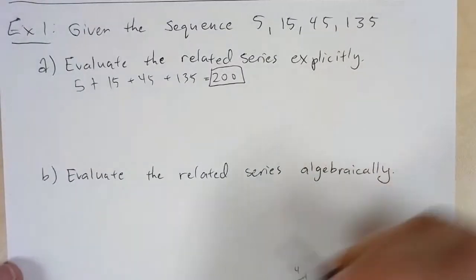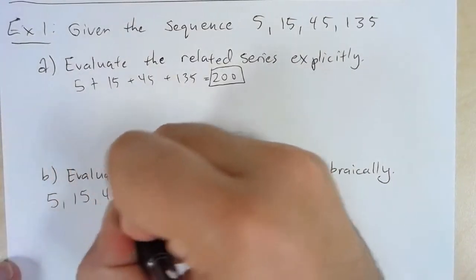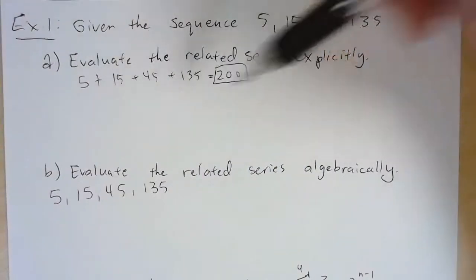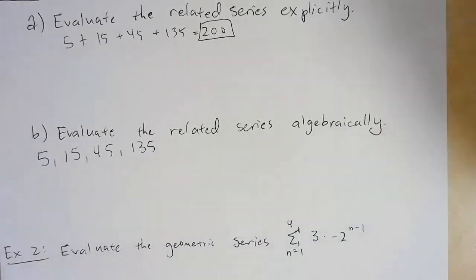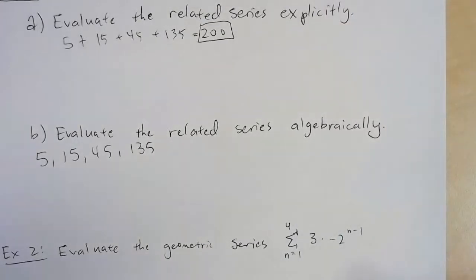So if we're looking at our sequence 5, 15, 45, 135, and I said sorry because if we have a comma in the middle, that says it's a sequence. If we add them up, that says it's a series. We have to figure out our pattern because it asks us to do this algebraically. So yes, this is a geometric sequence, but let's make sure we know how.